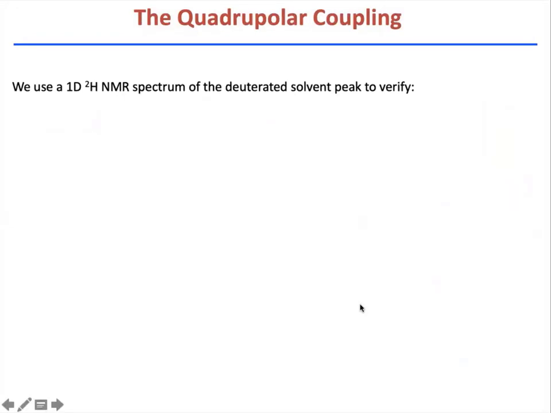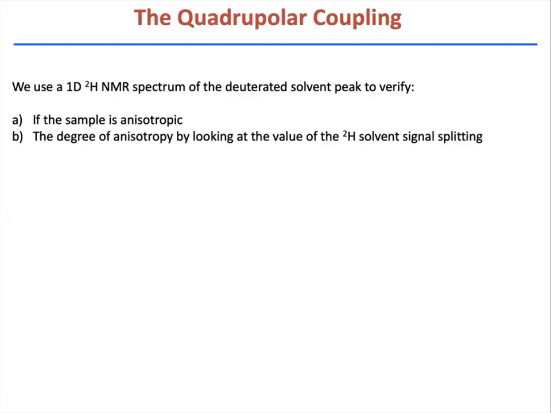When we have a sample and we think it is anisotropic, we use a 1D deuterium NMR spectrum of the deuterated solvent peak to verify first if the sample is anisotropic. If you don't see that splitting, your sample is not anisotropic, and there is no way that you can measure residual dipolar couplings. Also, you will see the degree of anisotropy by looking at the value of the solvent signal splitting.